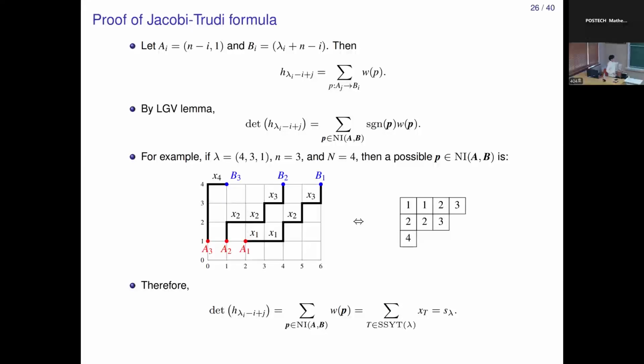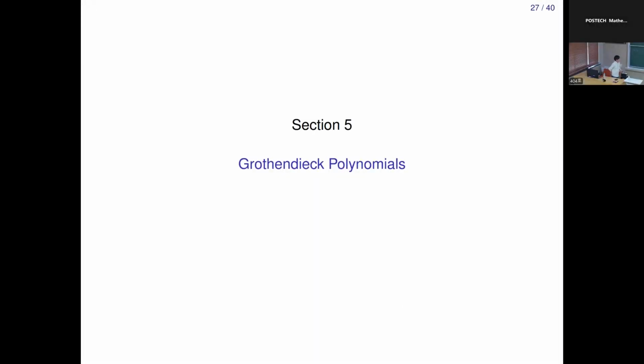Right. And there are many generalizations of the idea like this. Or there are many like Jacobi-Trudi type identities. All right, now let me tell you a little bit about Grothendieck polynomials.